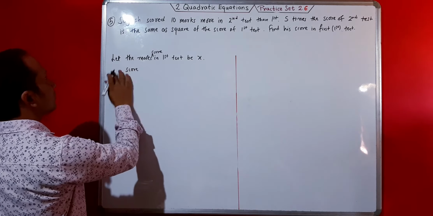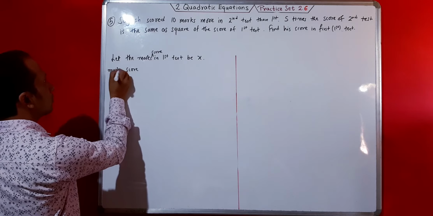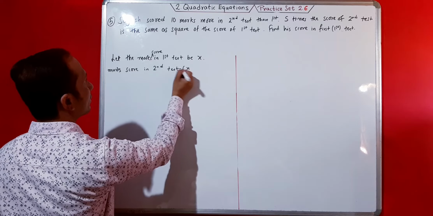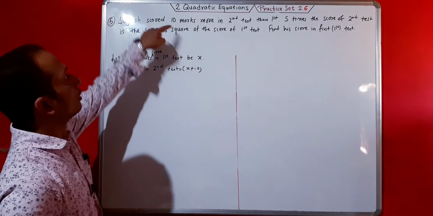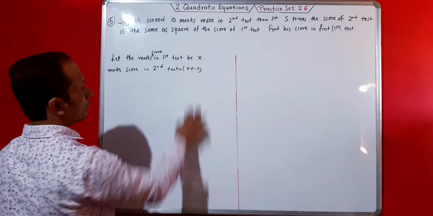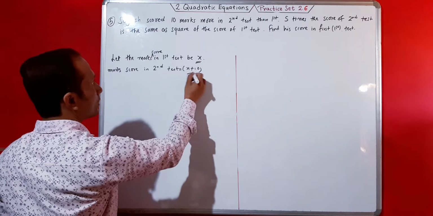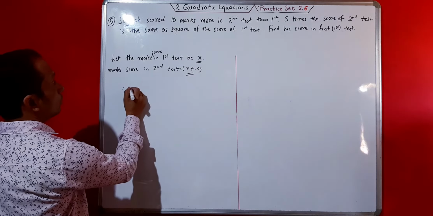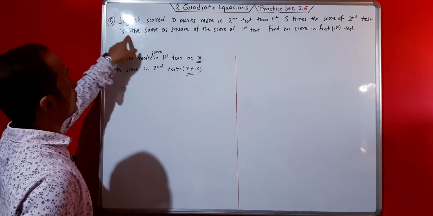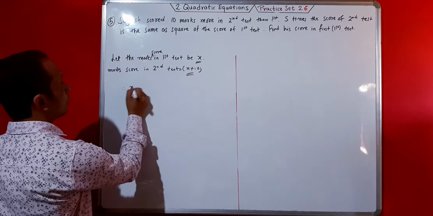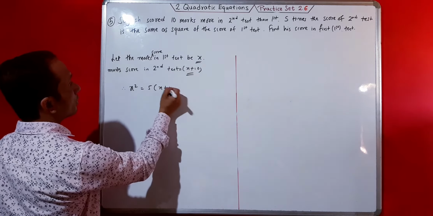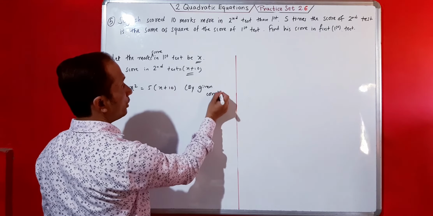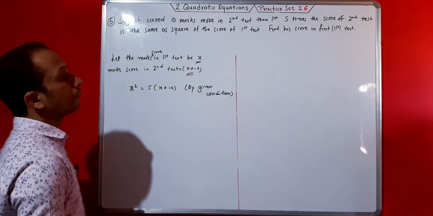Therefore the marks scored in the second test is more by 10, 10 marks more in the second test. So x plus 10. So first is x and second is x plus 10. 5 times the score of the second test is the same as the square of the score of the first test. So x squared is equal to 5 into x plus 10, by the given condition. You read this very carefully and you will understand. So now solve this.